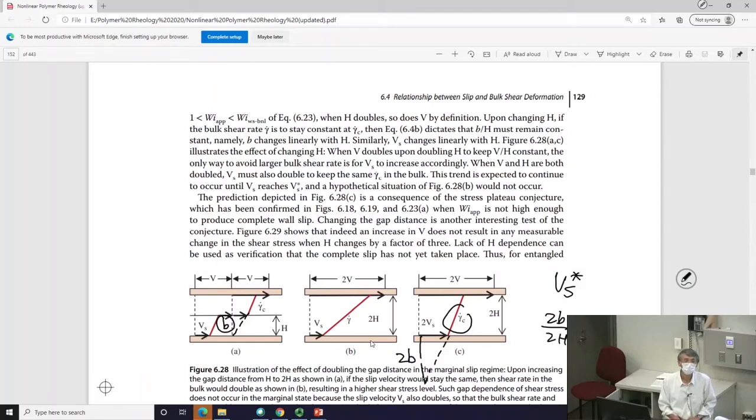So this is one of the magic cases where you double your velocity. The system says, oh God, I have to slip more, which is very weird because I'm keeping V over H the same. Yet my system is responding by having a higher slip velocity or something. Think about it, it's mind-boggling, actually.